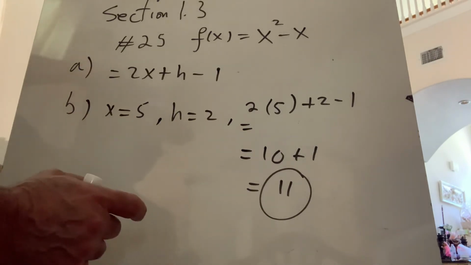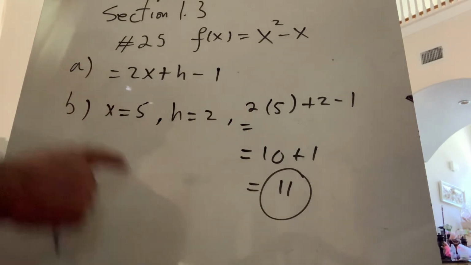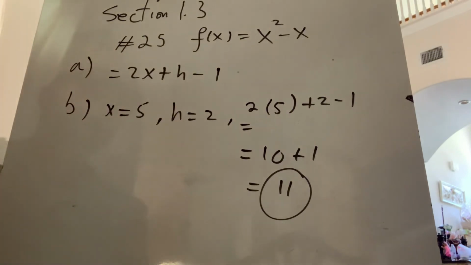The most important part, at least the longest part, was part A, to get the simplified form of the difference quotient. Anyway, I hope this helps.